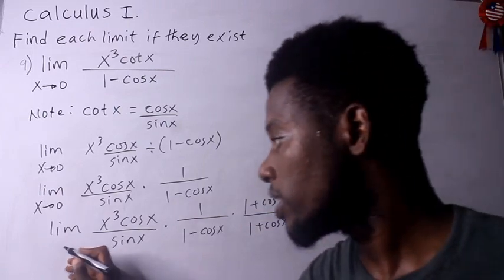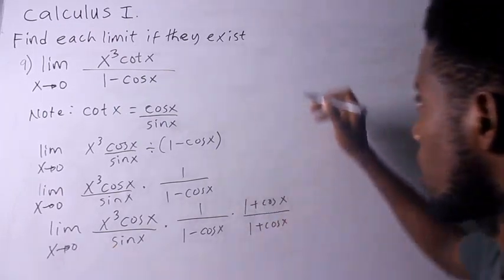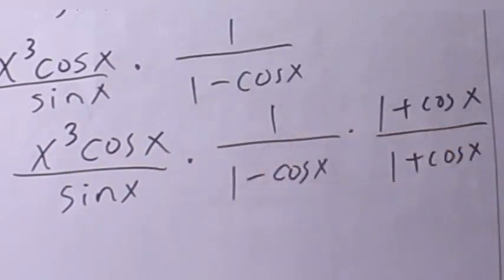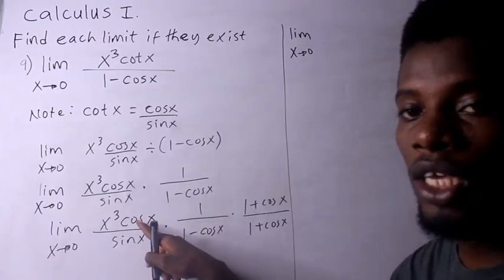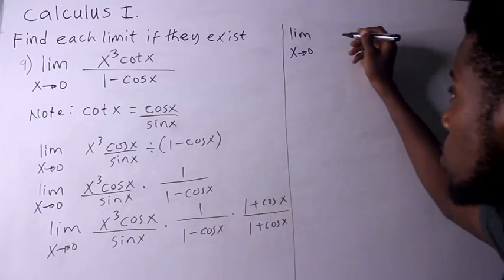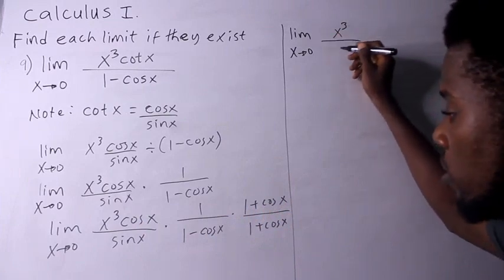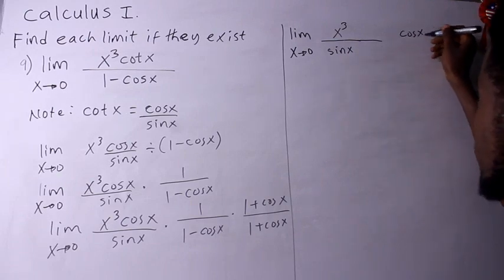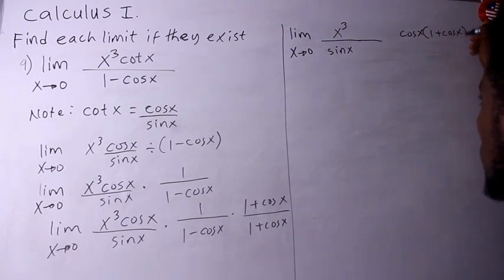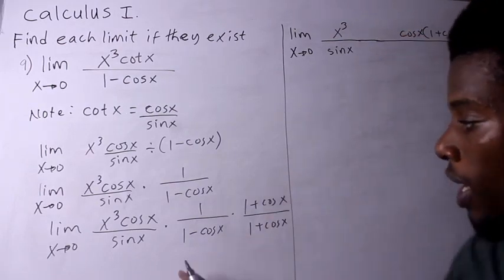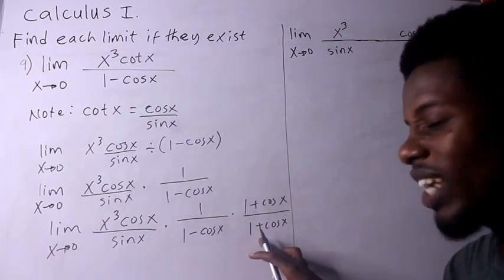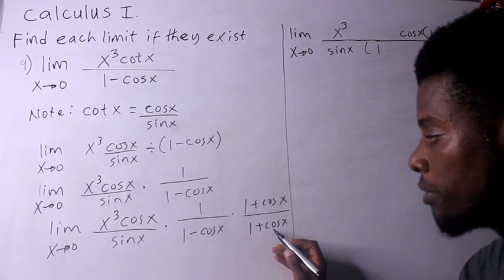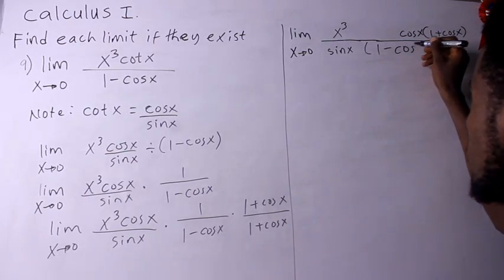Great. As x approaches 0, we are going to have x cubed cos x over sine x, and I'm going to keep cos x times 1 plus cos x constant. Now I multiply 1 minus cos x times 1 plus cos x. So 1 times 1 is 1, minus cos x times positive cos x is minus cos squared x.